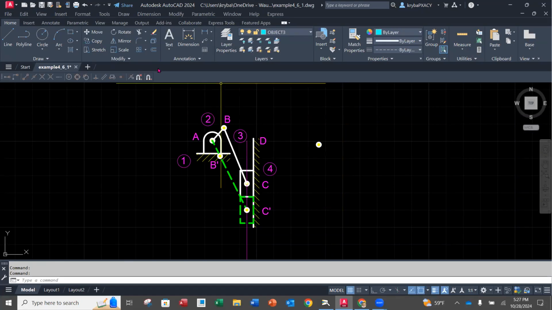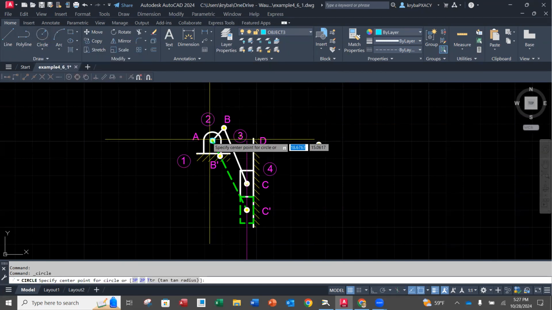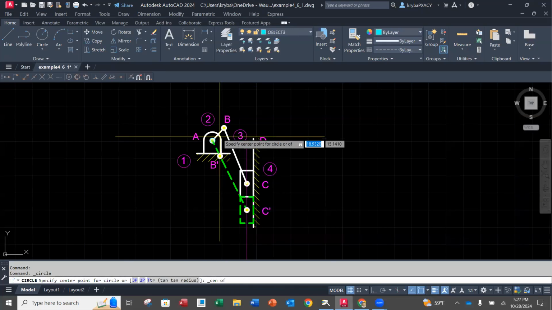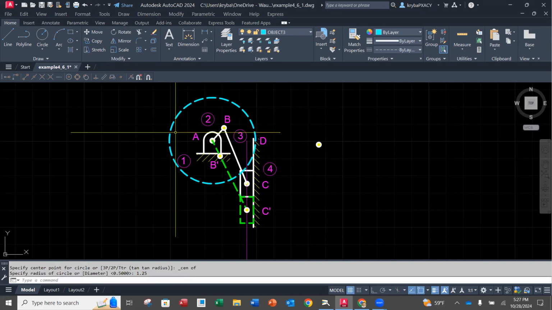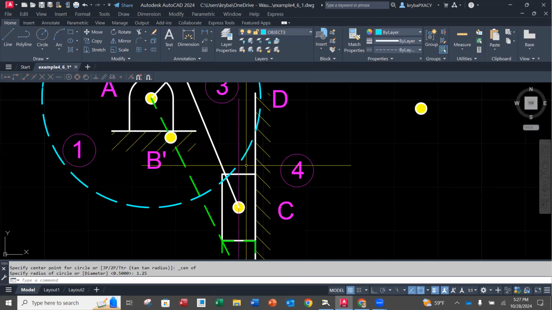All right, so now what we're going to do is make that radius, this time a circle radius, and it's going to start from our point A, the center here. And that radius is going to be 1.25. Okay. And now you're going to notice, if I go here, it crosses higher than the original position, and the intersection is going to be right here. So now the new position for C prime prime is going to be at this intersection.